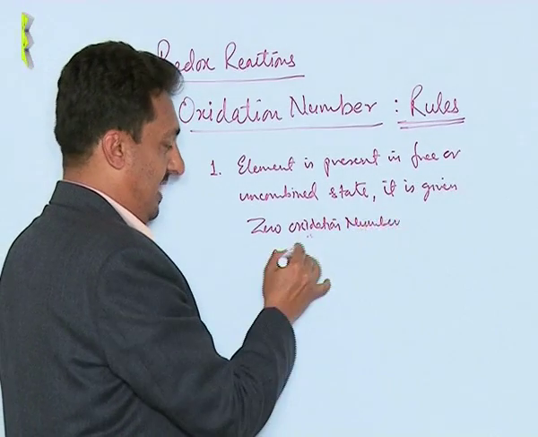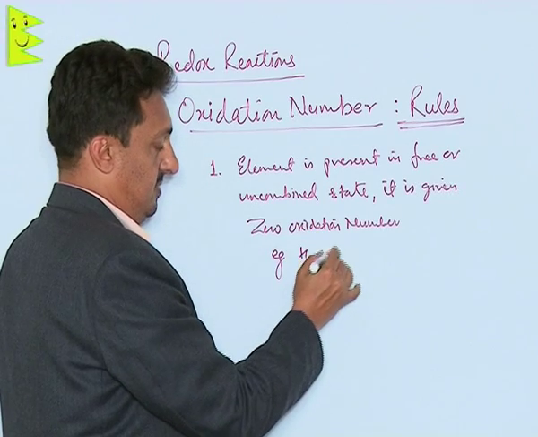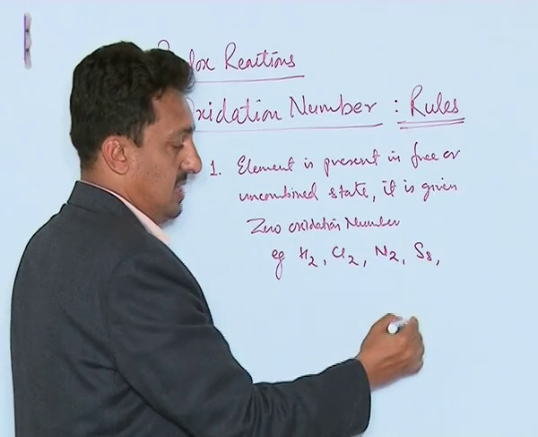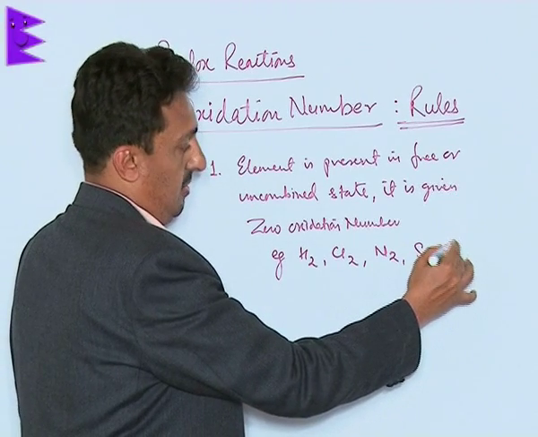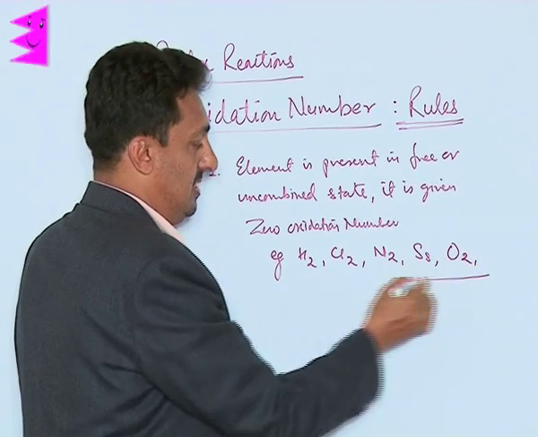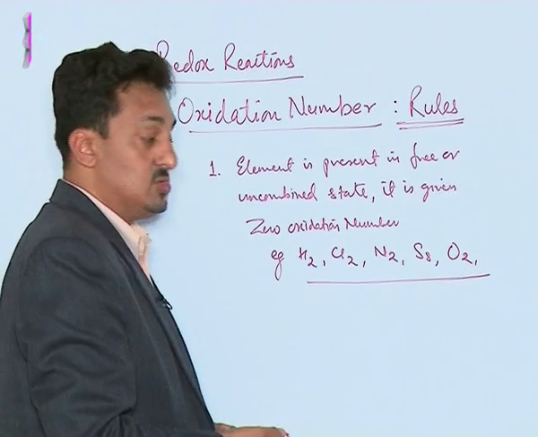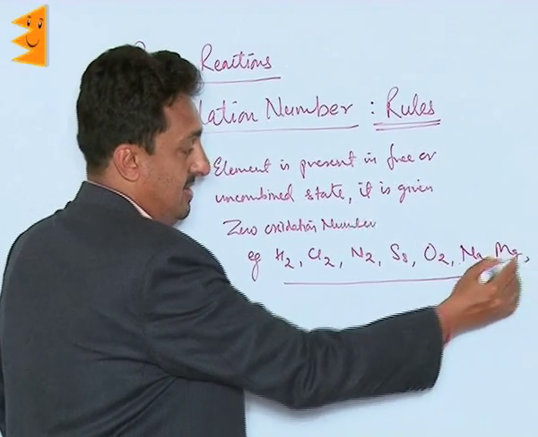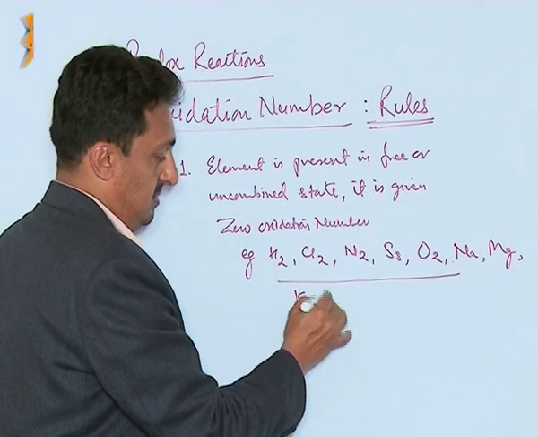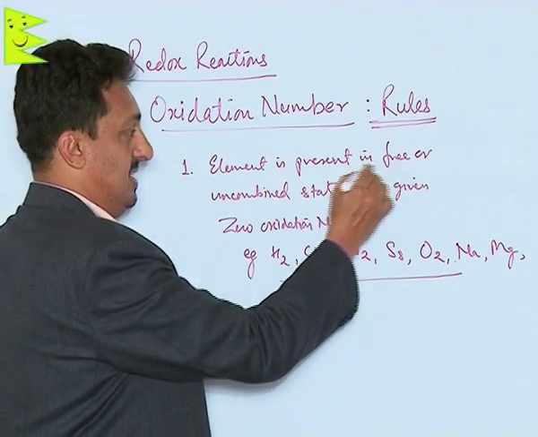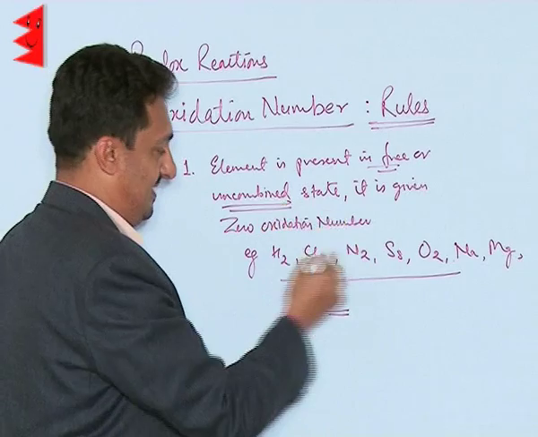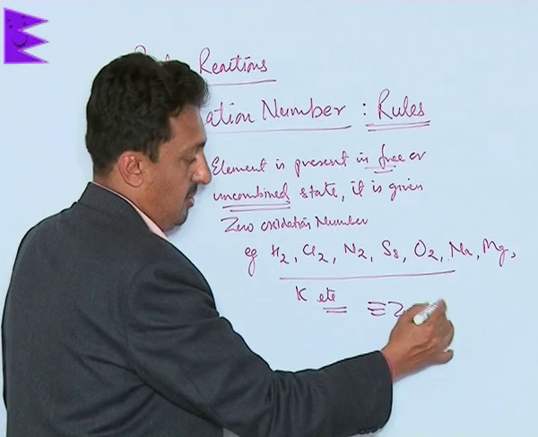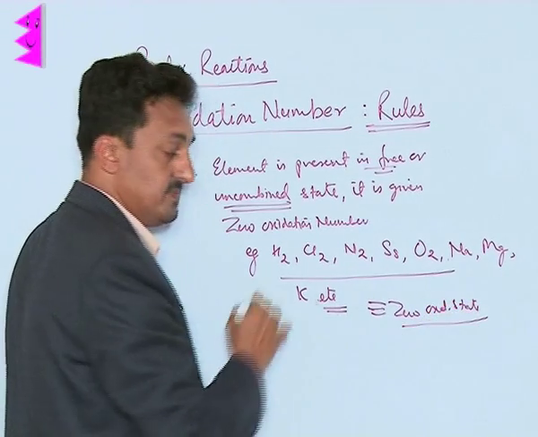Let us see the examples like hydrogen, chlorine, nitrogen, sulfur, oxygen. All these are given zero oxidation state. In fact, even metals like sodium, magnesium, potassium, etc., whenever they are present in free or uncombined state, they all are given zero oxidation state.